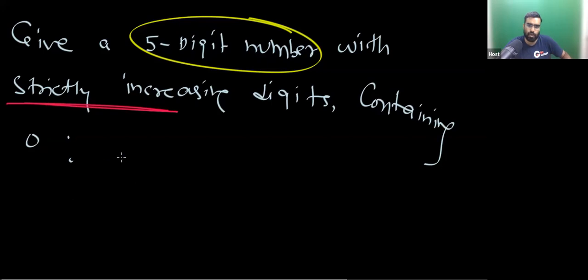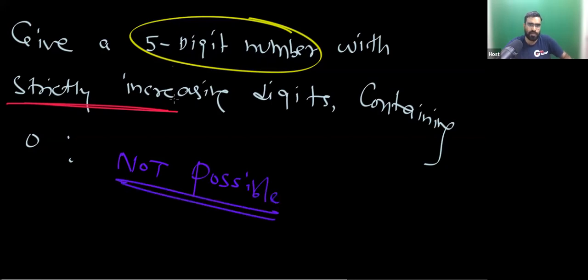The answer is that it is not possible, right? That is not possible because it should have strictly increasing digits. So if you contain 0, then in which position do you have to put 0? If you contain 0 with strictly increasing digits, you have to put it here. This is the only place you can put it, for example, something like this.